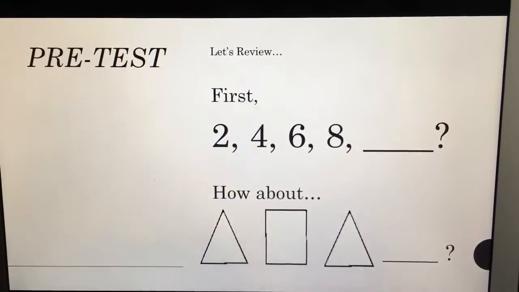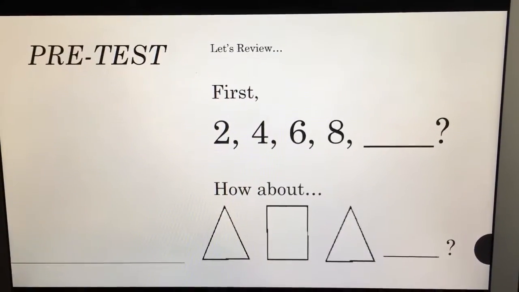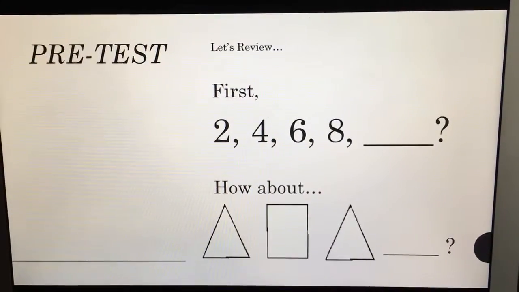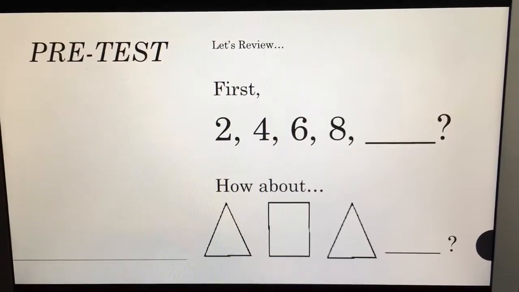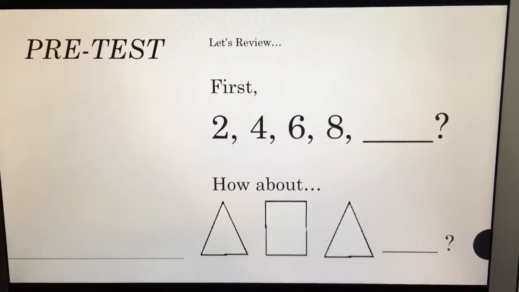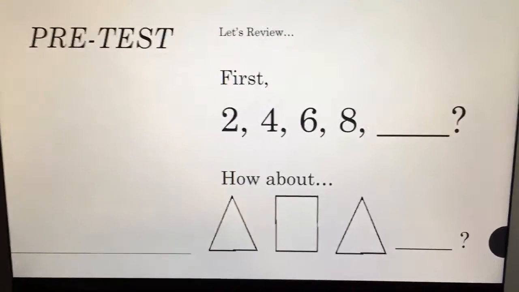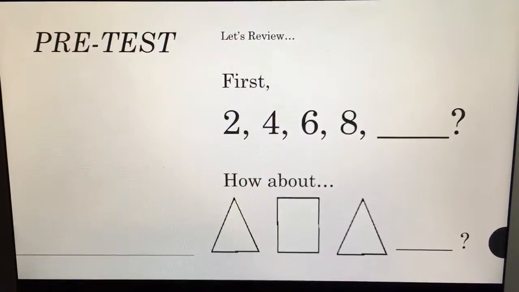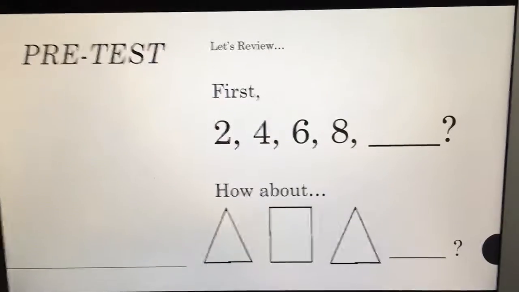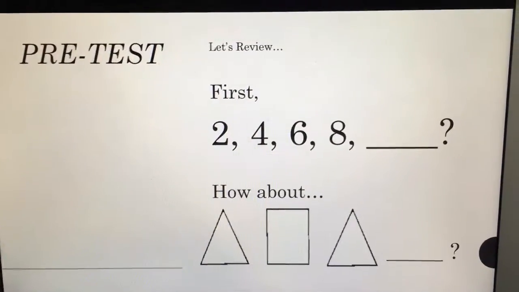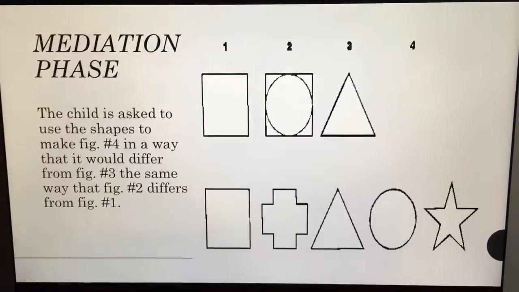Now we'll try to work with shapes. Let's look at a triangle, square, and a triangle. What would be the next shape? Correct. The next shape should be a square. Once we reviewed these simple patterns of numbers and shapes, we'll move on to the mediation phase, working with shapes.